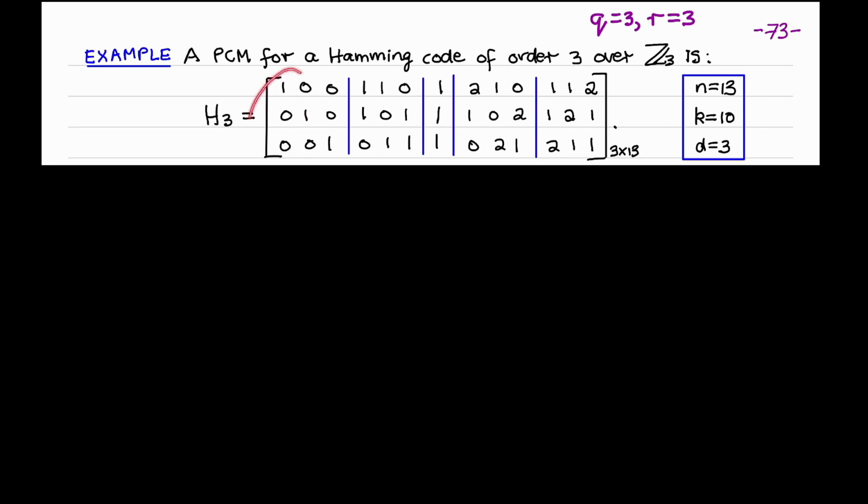Note that the matrix H_3 has rank 3. Its columns are non-zero, and no two are scalar multiples of each other. Also, the fourth column of H is the sum of the first two columns. So the smallest number of columns of H_3 that are linearly dependent over Z3 is 3. Hence, by design, H_3 is a parity check matrix for a Hamming code of length 13, dimension 10, and distance 3.